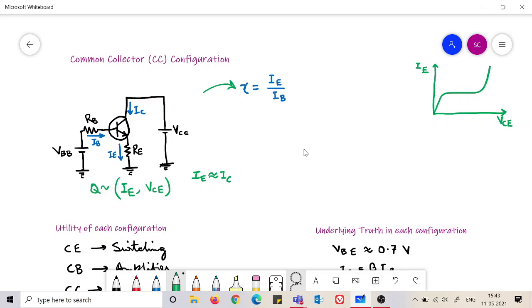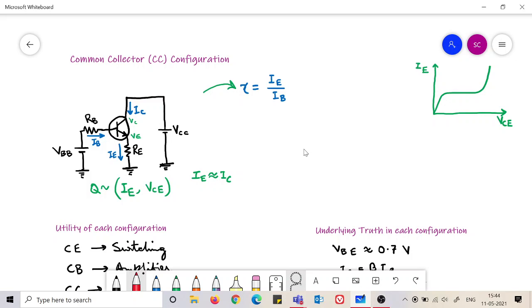Once you figure out IE, then you can figure out the VE potential, because VE is nothing but IE times RE. VC you can get because VC is nothing but VCC. There is no resistance here. So VCE is VCC minus VE. That is VCE in this particular case. So in every case we are only doing circuit solution. There are two loops we have to solve. That's all. Now the important thing here is the analysis of gamma.